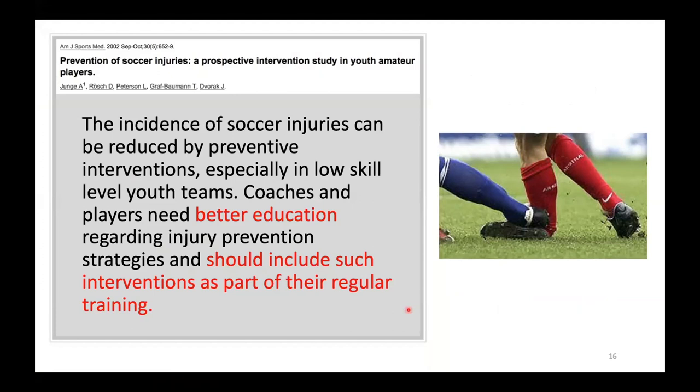In this study, we can see that the incidence of soccer injuries can be reduced by preventive interventions, especially in low skill level youth teams. So it's important in the academy. But coaches and players need better education regarding injury prevention strategies.